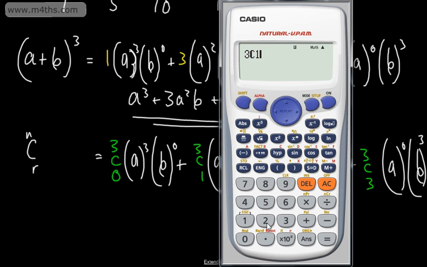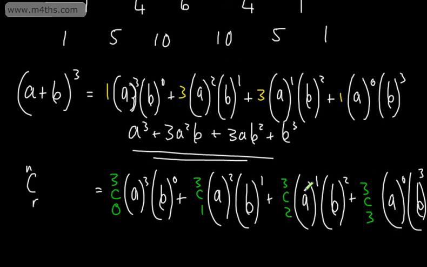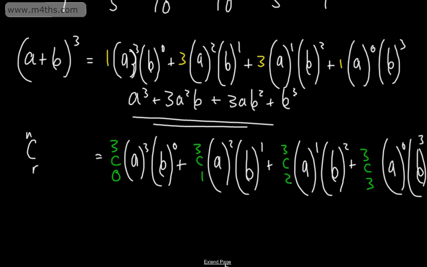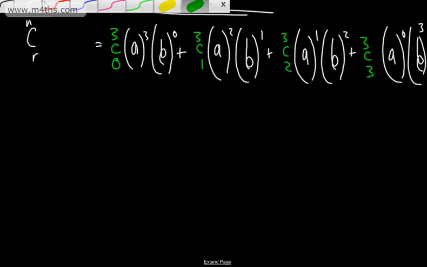3c1 is going to give us 3. 3c2 is going to give us 3. And then 3c3 is going to give us 1. These are symmetric, and again later on when we do the explanation of this, we will see exactly how this works. So let's look at the advantage of this.